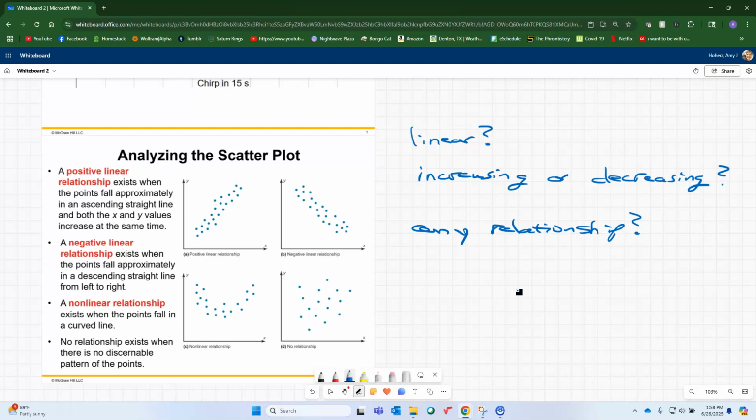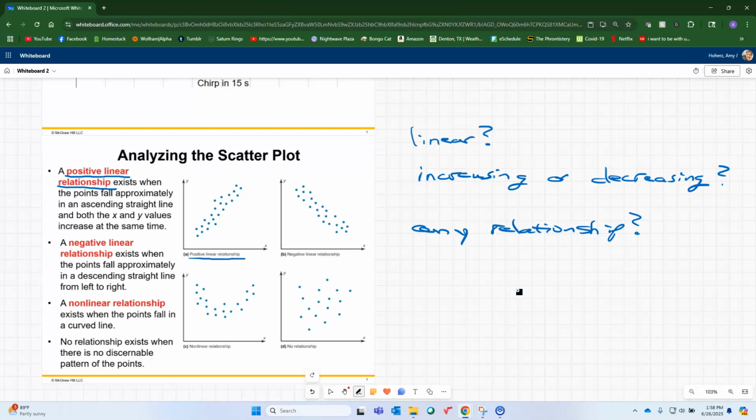Okay. So if we look at this first graph right here, this is a positive linear relationship. And a positive linear relationship exists when the points are kind of in a line. Again, they don't have to be perfect, but if they look like they're kind of in a line, then we could say it's approximately linear. Okay, so they're kind of increasing in a line.